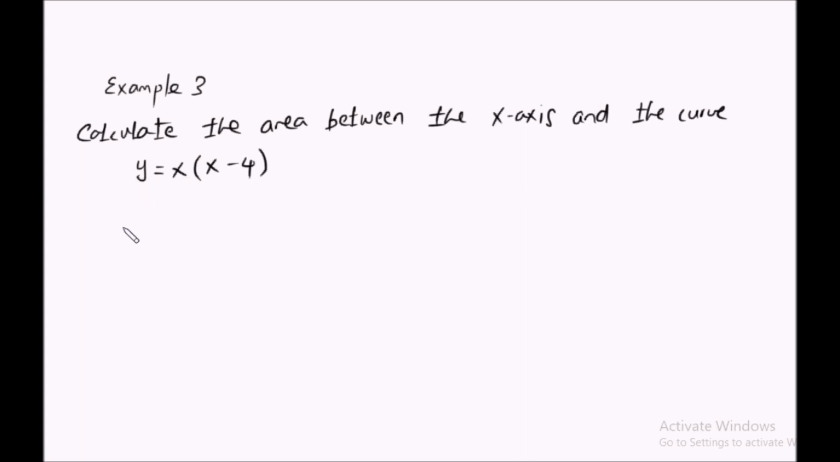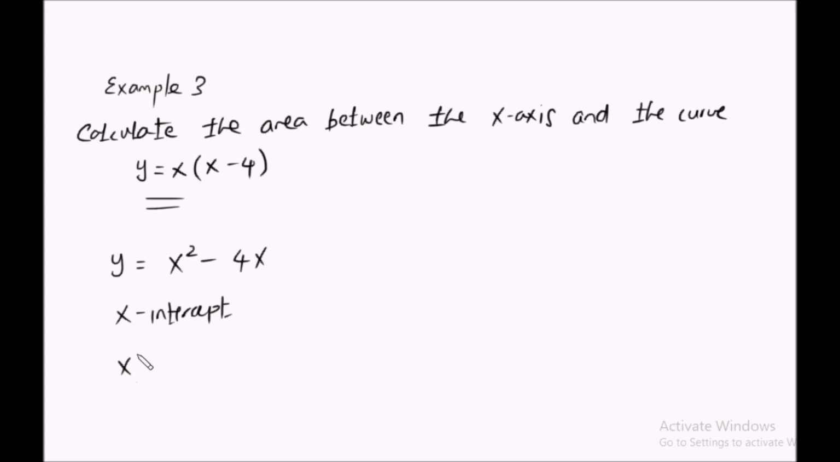Here you must draw, okay? So this is our curve. To draw this, I will have to get the x-intercept, the y-intercept, and the turning point. So the x-intercept means y is equal to 0. So I find the x-intercept.